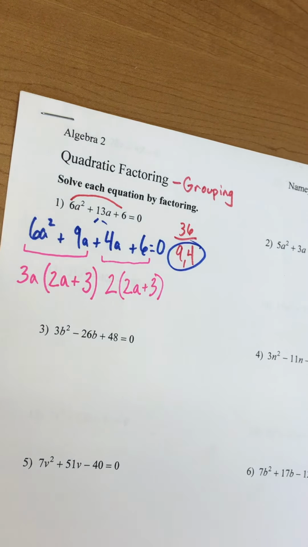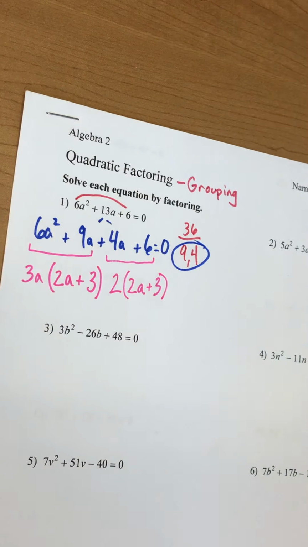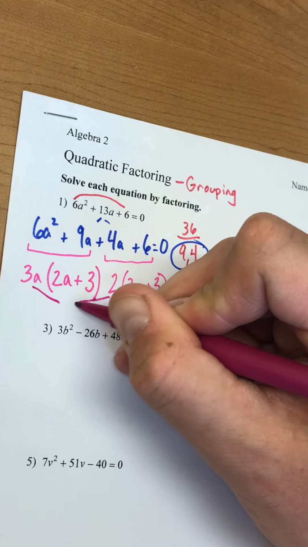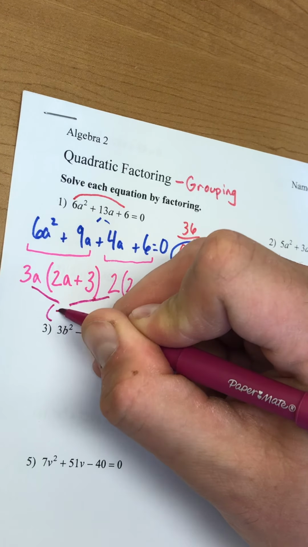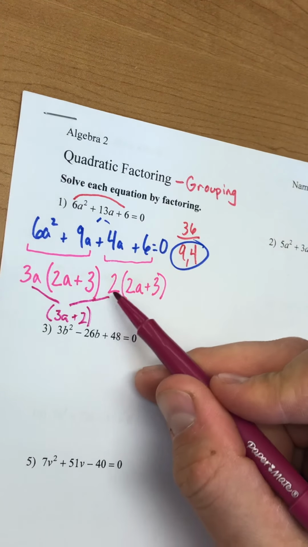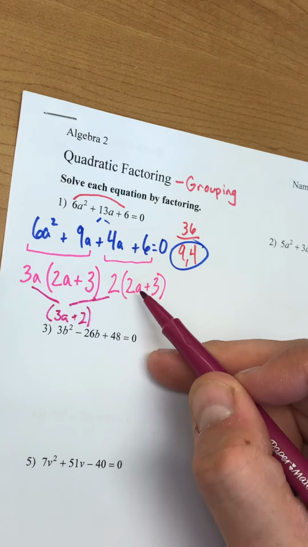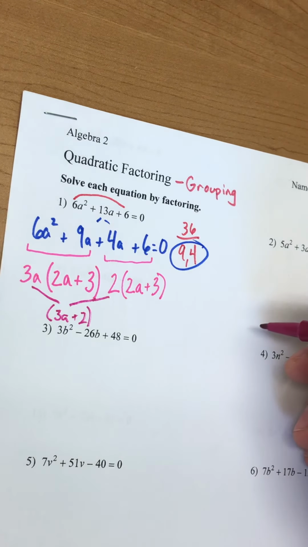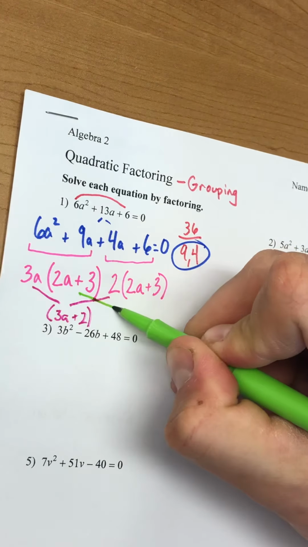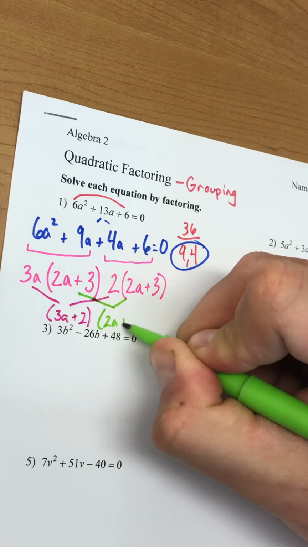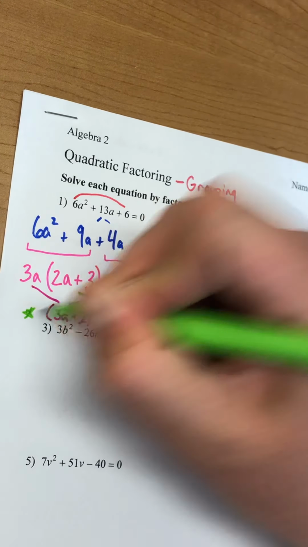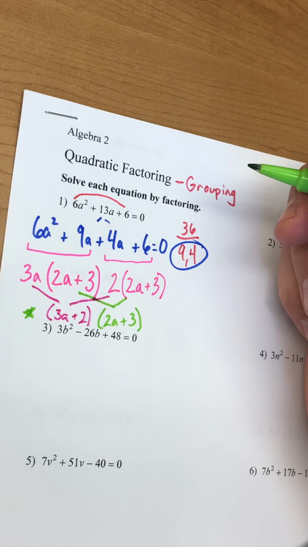So now what we're going to do is a little more magic. I'm going to take both of these outside numbers, and I'm going to put them together over here. So I'm going to say in this parenthesis, 3a plus 2. That's my two outside numbers right there. Now these two parentheses, I can combine those. So I'm going to combine them right here, and I'm going to just say 2a plus 3. Now this is what we like to call part of our answer right here. So you must have that part.